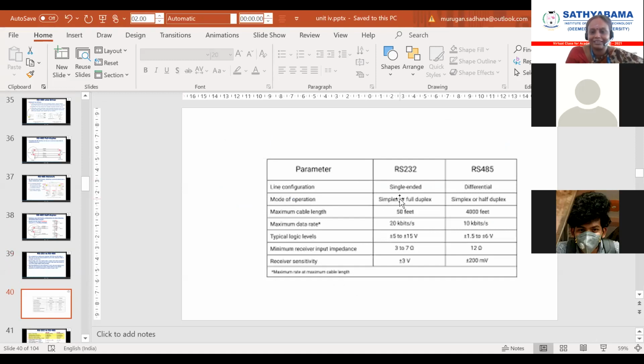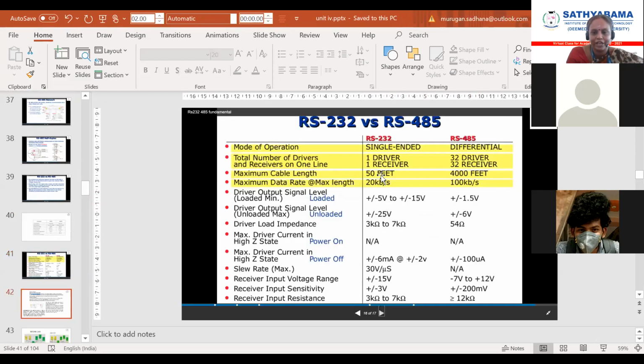Okay, simplex, full duplex, half duplex, 50 feet, 4,000 feet, 20 kilobit per second, and no, it's not 10, 100 kilobit per second. So that is the difference between RS-232 and RS-485.